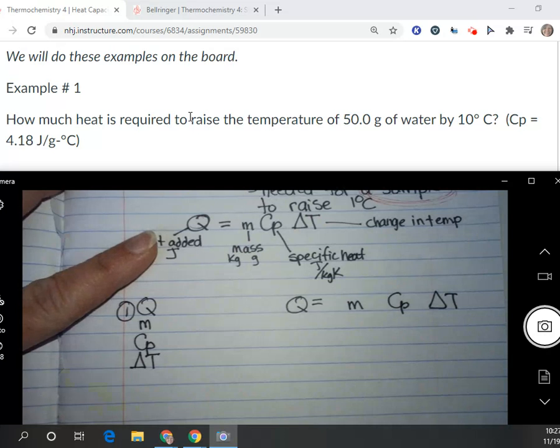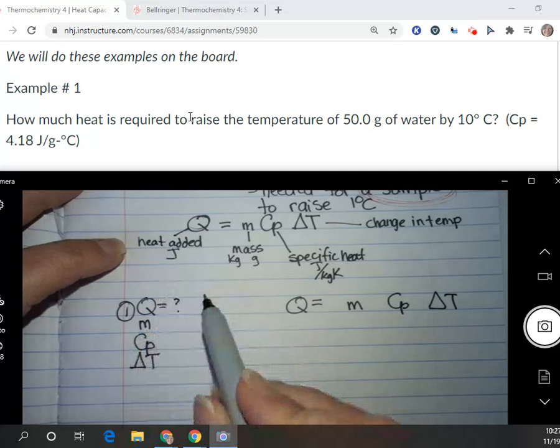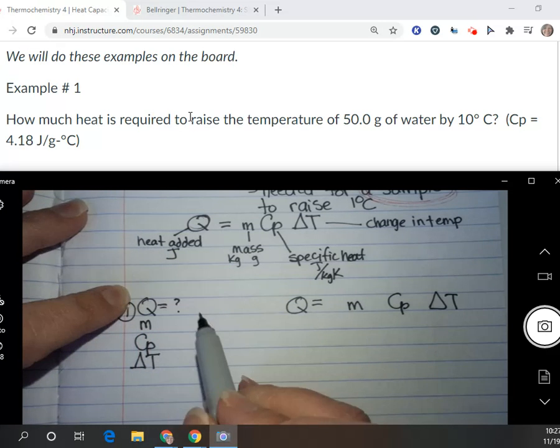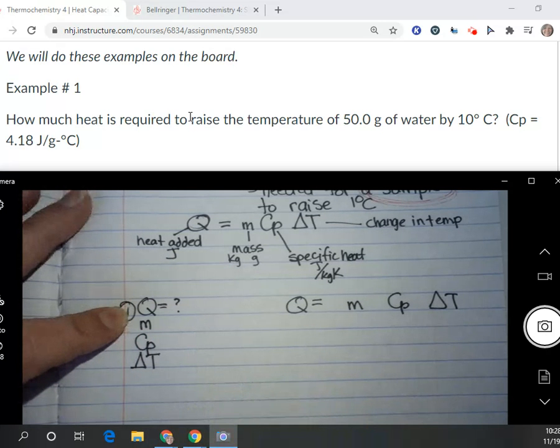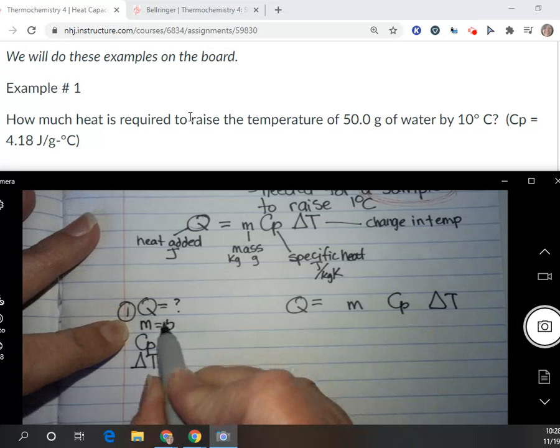So I go back to my question. How much heat is required? I know that heat is Q because that's what I just wrote down. And so that part of the question, that's my variable I don't know. That's my unknown. How much heat is required to raise the temperature of 50 grams of water? Well, 50 grams is a mass.